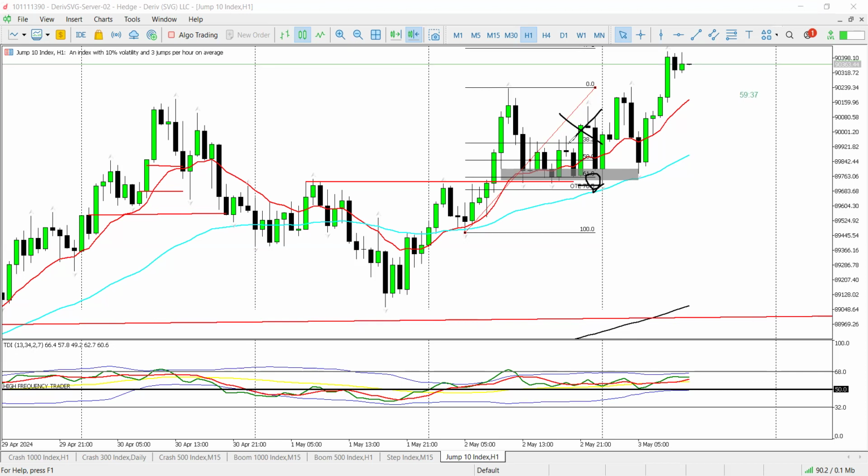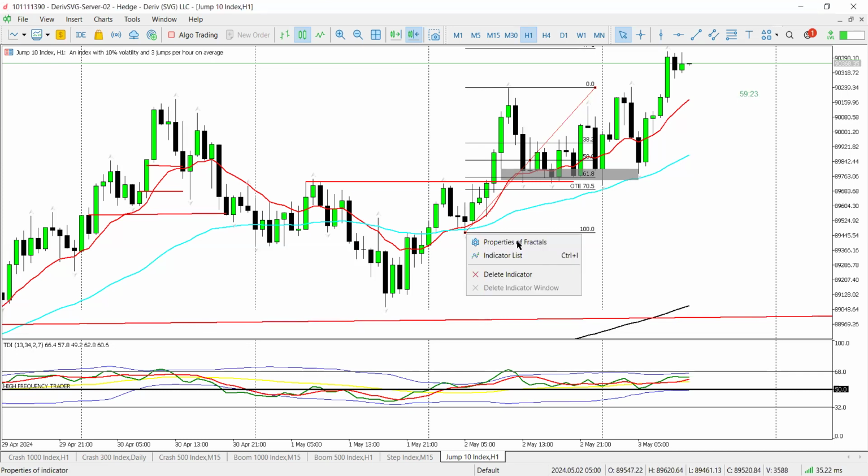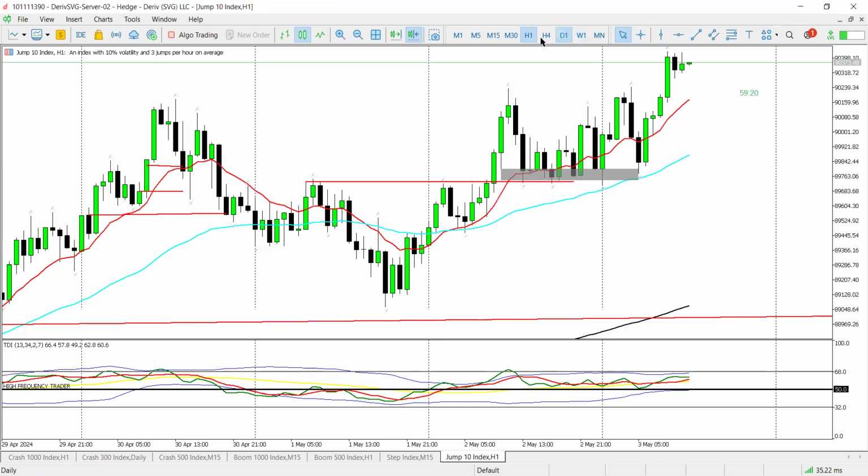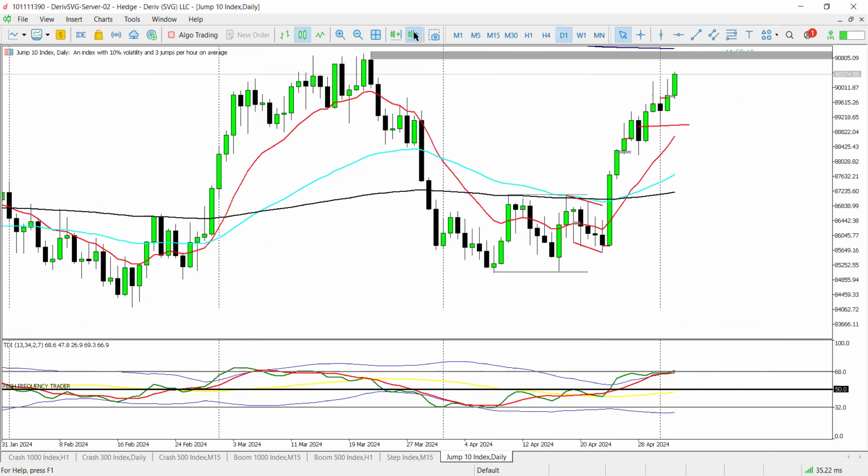Otherwise, the setup was correct though. Nice fair value gap, 61.8, multiple confluences here, and they played out. So what are we anticipating on Jump 10 today? Let's just quickly check the daily. I remember we mentioned that price is most likely coming up here, right? So my bias is going to remain the same.